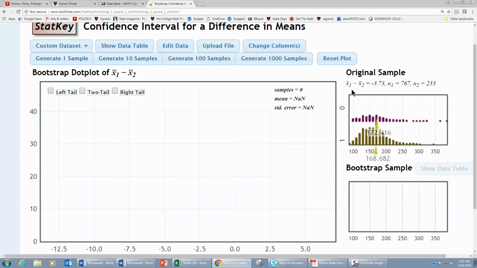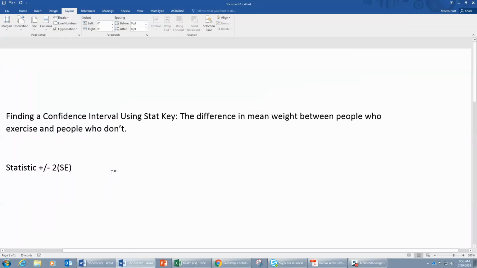Here, x1, the mean from the first sample minus the mean from the second sample, is negative 3.73. Which is which? Well, we already know that the people who had exercised weigh less, and we also remember that there were 767 of them. So sample 1 here are the exercisers. This difference tells us that the average of the exercisers in our sample was 3.7 pounds below that of the non-exercisers. And then we have to estimate the standard error.